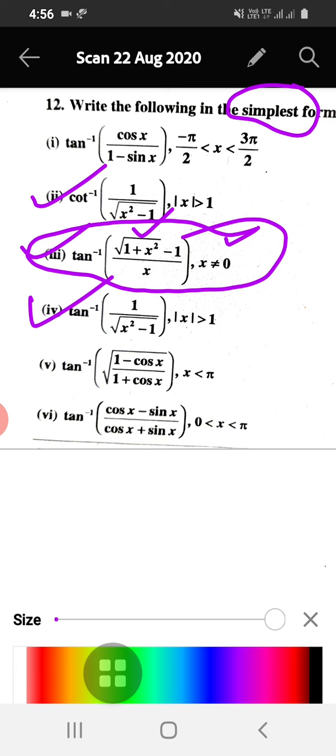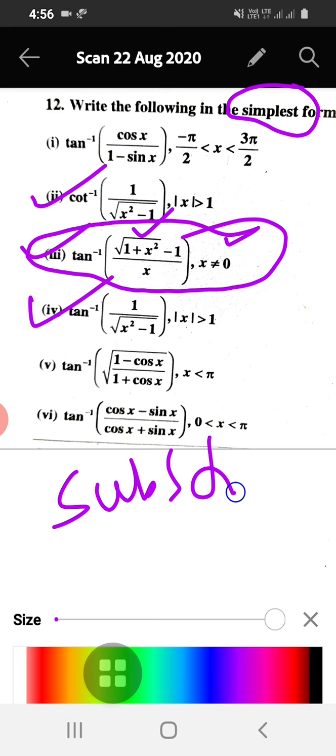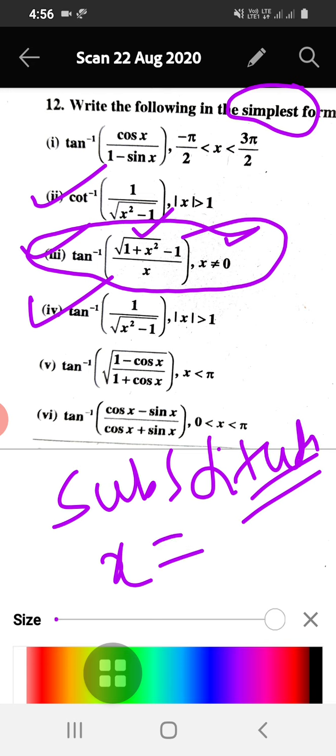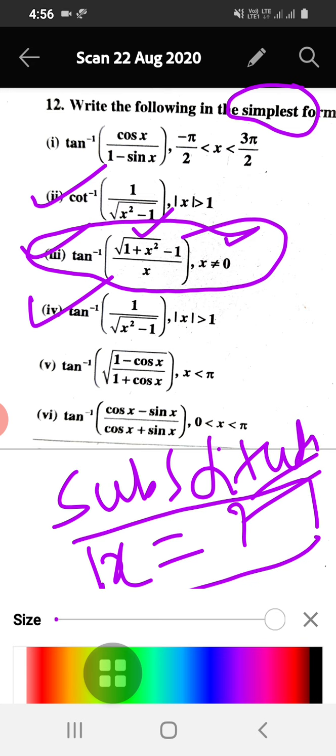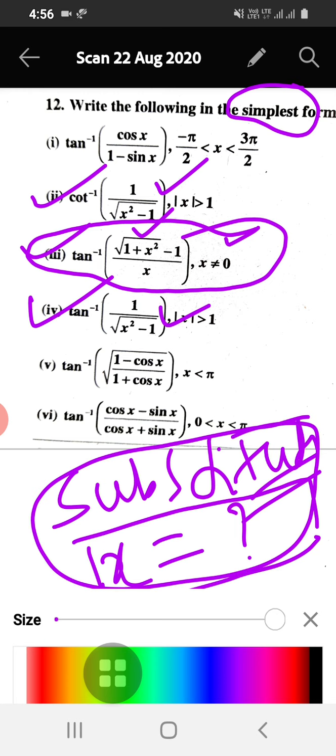For this also we use the substitution method, as we used for previous examples. Substitution method means we have to substitute for x. So what will be the substitution for this problem? For the previous problem we put x is equal to secant theta. We have to select the proper substitution, otherwise the problem will not be simplified and we get wrong answers. So we have to be smart in selecting the substitution. Let's see what the substitution is for this third problem.